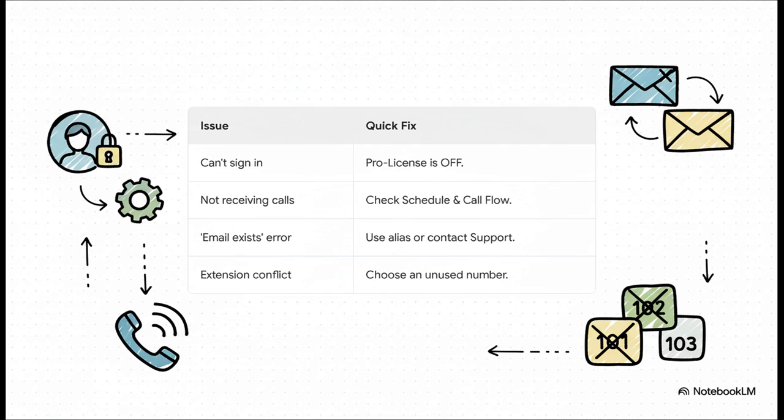No calls coming through? Double check two things, their time schedule and that they're actually in the right call queue. And if you see an error like email exists or extension conflict, well, that just means what it says. That email or extension is already taken, so you just need to pick a new one.